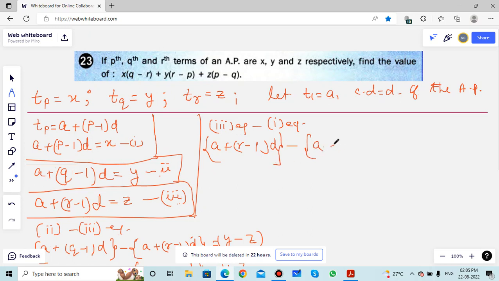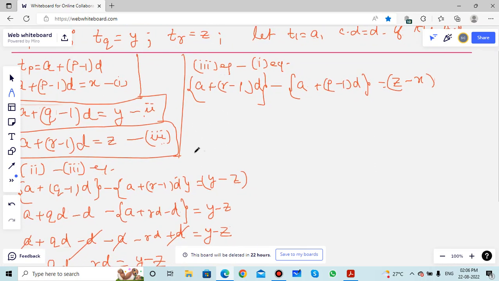A plus (p minus 1) d, and that is equal to what? What is a? This one, z. The other one is x minus x, RHS, right side. So third minus first will give you r minus p, which is needed here. So when we solve it, what will happen?